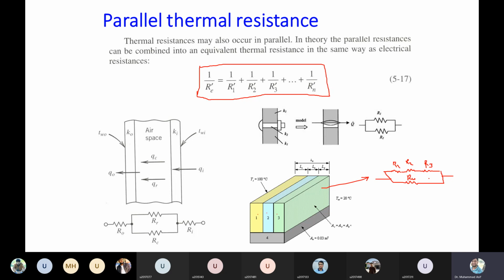I hope you know how to calculate. First of all, we'll calculate the equivalent resistance of R1, R2 and R3, right? Let's say that's R4, I mean the sum of these. Then the other one, let's say this is R5. Then R4 and R5 are in parallel, so we'll calculate the equivalent resistance of R4 and R5.